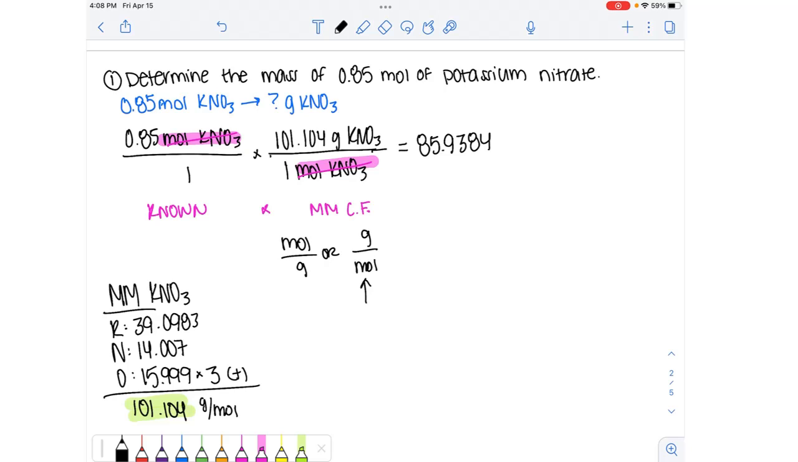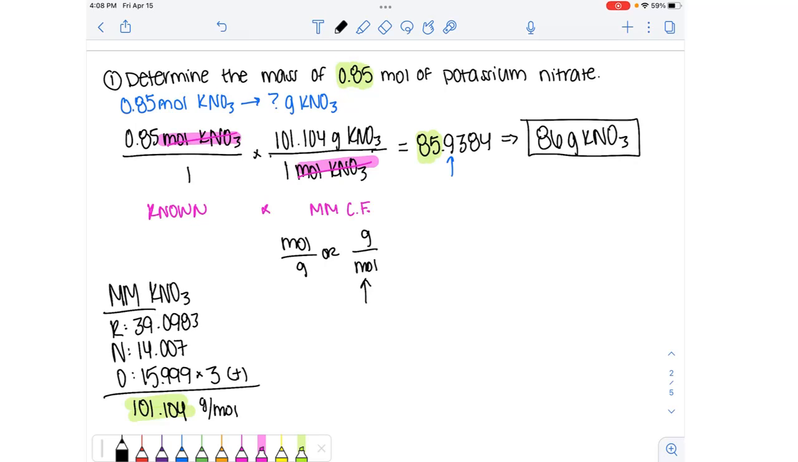So in our problem, we have 2 significant figures in the number we're given. So we're going to round off our answer to 2 significant figures. To do that, we take our first 2 digits and we're going to use the third to round our number. So at the end, our actual answer will be 86 grams of potassium nitrate. Can't forget those units.